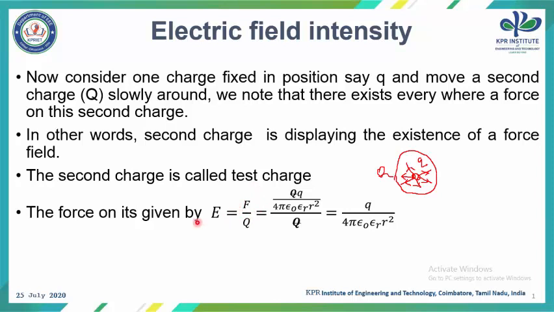Q1 into Q2 divided by 4 pi epsilon naught into epsilon r into r squared. Here, instead of Q1 and Q2 we have capital Q and small q. Therefore F is equal to Q into q divided by 4 pi epsilon naught into epsilon r into r squared, divided by q. So this q and this q get cancelled. Therefore E equal to Q divided by 4 pi epsilon naught into epsilon r into r squared.